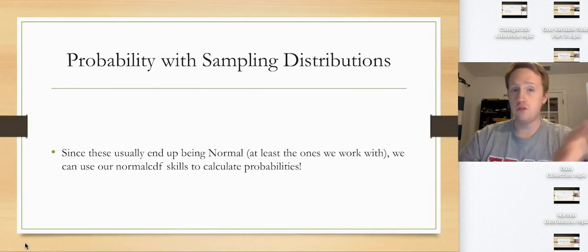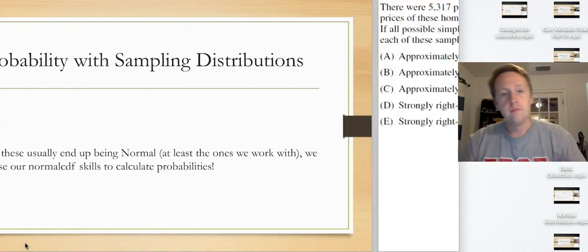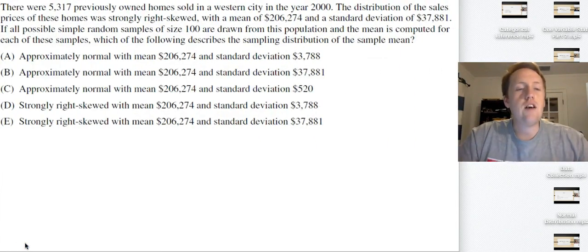Probabilities. If it's normal, you should be able to use normal CDF. Great. Let's do some problems. There were 5,317 previously owned homes sold in a western city in the year 2000. The distribution of the sale prices of these homes was strongly right skewed, with a mean of 206,274 and a standard deviation of 37,881. If all possible simple random samples of size 100 are drawn from this population and the mean is computed for each of these samples, which of the following describes the sampling distribution of the sample mean?